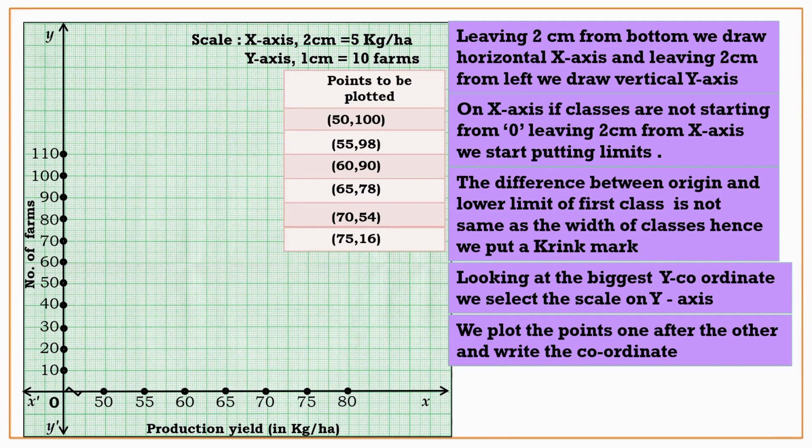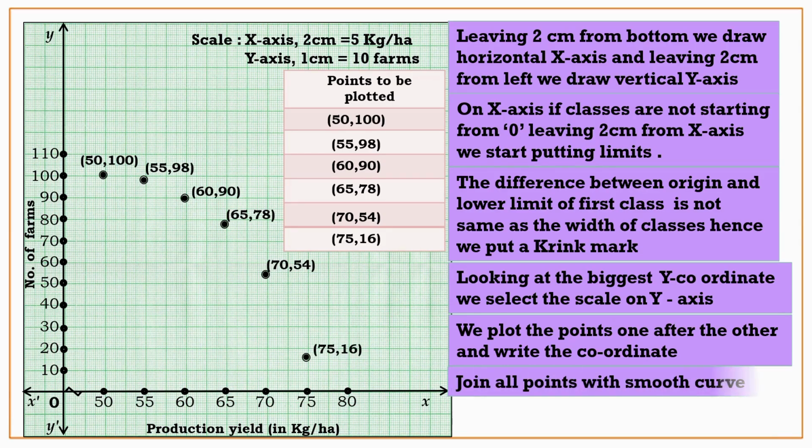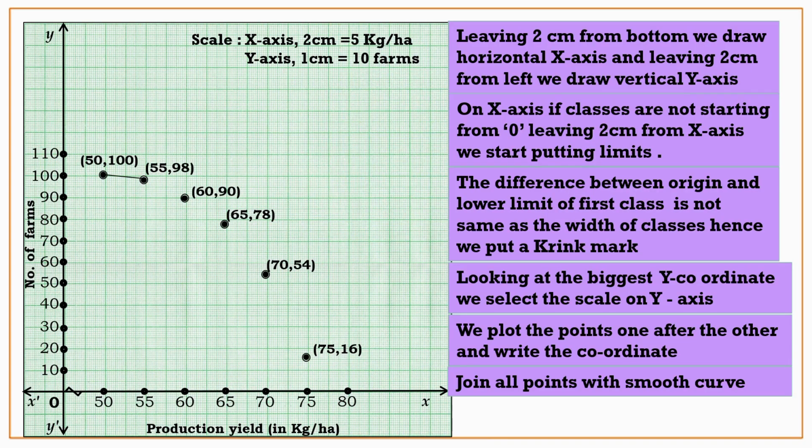Now the scale we have chosen on the x-axis is 2 centimeter equal to 5 kilogram per hectare, and on the y-axis 1 centimeter equal to 10 farms. Now we plot the points one after the other and write the coordinates. So let's plot all the points. Now join all the points with a smooth curve. So this is the Ogive curve.